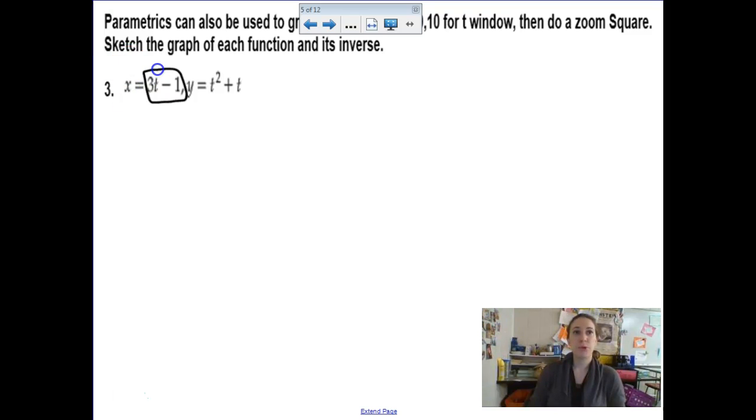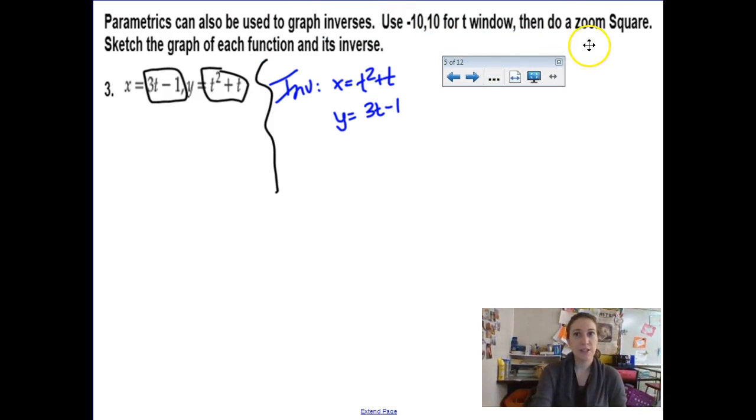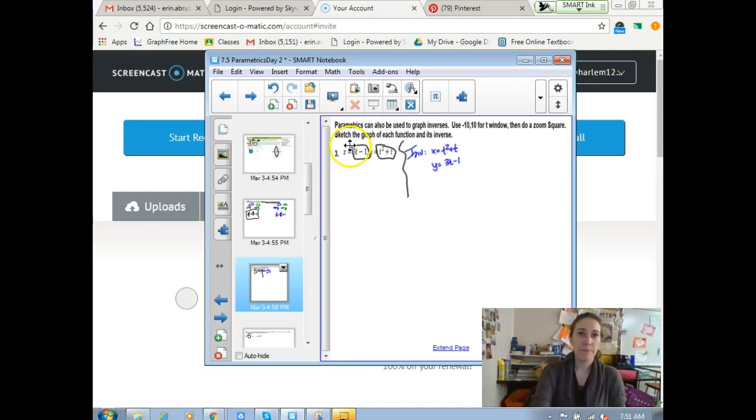This parameter for x and this parameter for y we can do in our first parametric equation. And then what I would do is remember something about inverses, huh? Don't x and y just switch? So for the inverse, the x parameter is going to be t squared plus t, and the y parameter will be 3t minus 1. So if we go ahead and do that, and then it says to set up your window accordingly, do a zoom square.